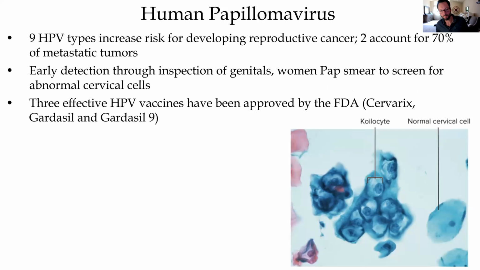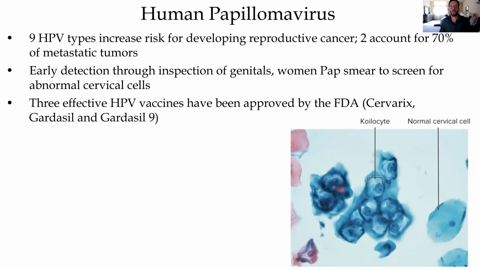Papilloma can also cause cancer. All right. So there are 9 different types of papilloma that are associated with reproductive cancer, and 2 of them with metastatic tumors. So metastatic means that the tumor has now spread to other places in the body. So think Henrietta Lacks, okay, and HeLa cells. Those were cervical cancer cells.